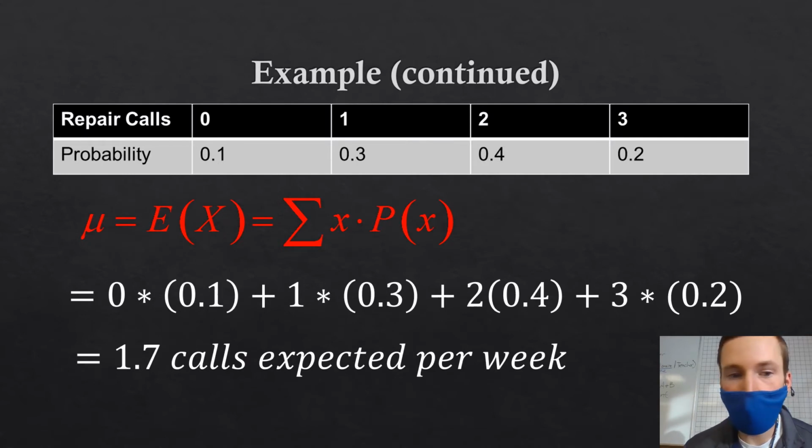So you can see my work here. I'm going to take 0 calls, multiply that by 0.1, the corresponding probability. To that, I'm going to add 1 times 0.3, which is the next column in our probability model. I'll add that to 2 times 0.4 and add that to 3 times 0.2. This is exactly what it means to find the expected value. And when you sum all of these together, these 4 different probabilities and their outcomes, we get 1.7. That means based off of our probability model, we would expect to have 1.7 calls per week.